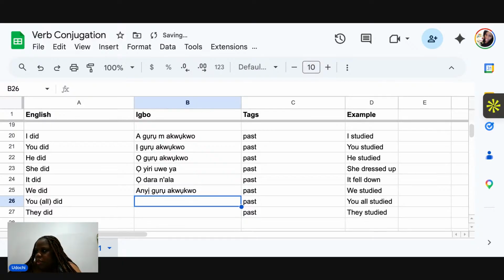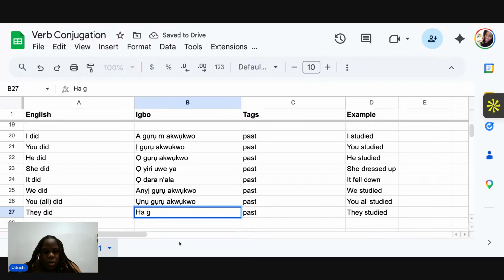Akwụkwọ. They studied. Oh, you all studied. Unu guru akwụkwọ. They studied, ha guru akwụkwọ. Okay.